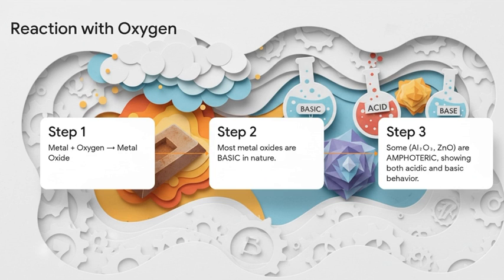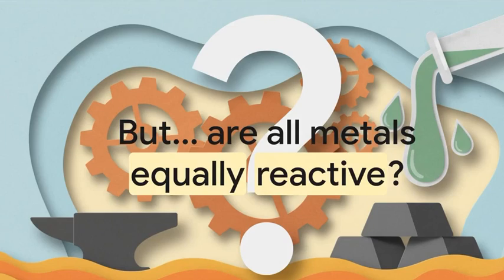Now, these oxides are usually basic, but, and here's a super important concept for your exams, some of them are what we call amphoteric. It's a fancy term that just means they can act like an acid and a base. The two you absolutely have to remember are aluminum oxide and zinc oxide. Seriously, write those down.